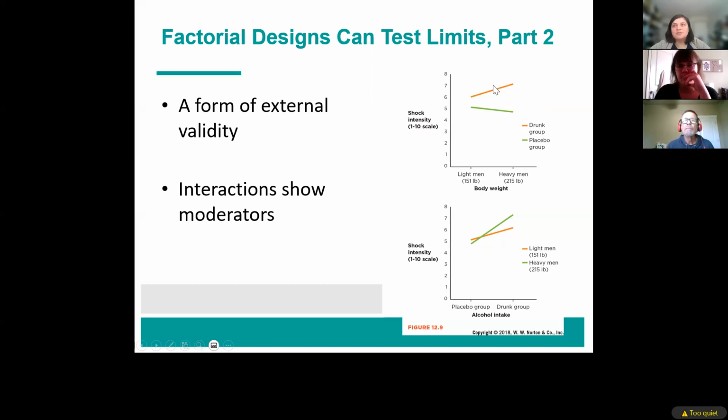So does anyone want to walk me through the graph? If not, I can walk you through this one and then I'll ask you to walk me through one in the future. I'll walk you through this one because talking about interactions is really tough. And I remember when I was prepping for my job talk, I had to practice this a lot because they're tough. So in an interaction or a 2x2 interaction, there are 4 different comparisons that you can make. So I am going to start with light men, go on to heavy men, and then make the comparison between drunk group and placebo group.